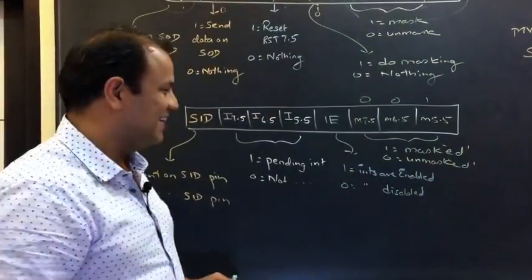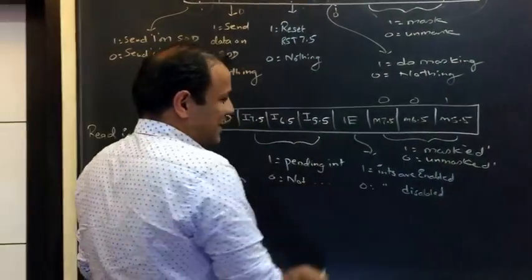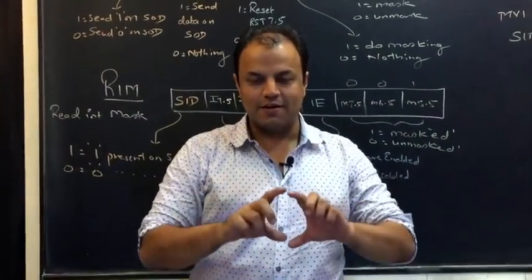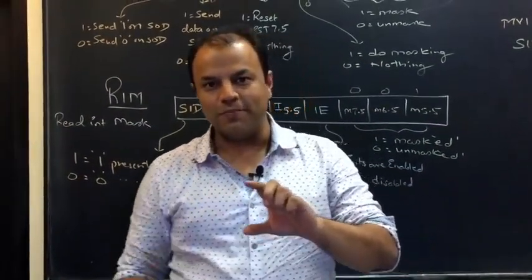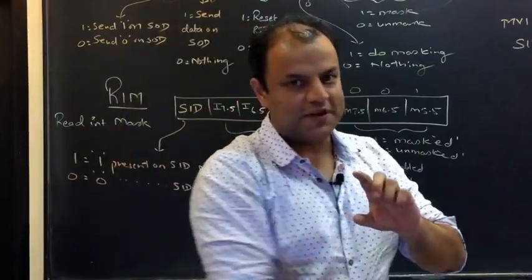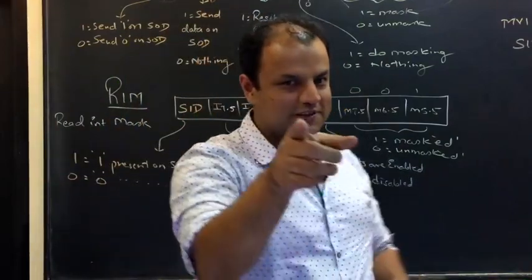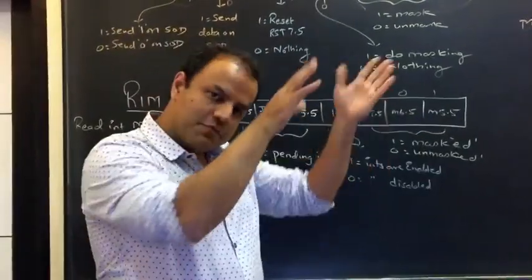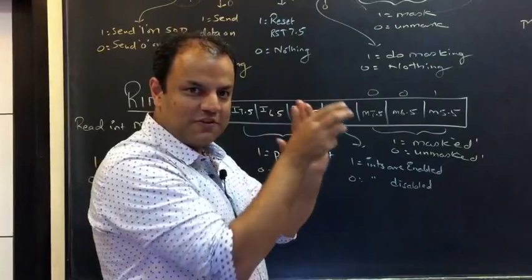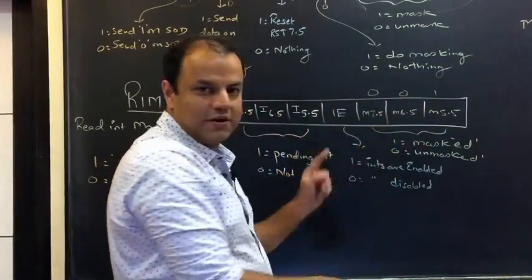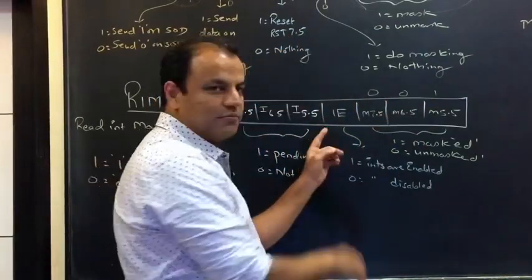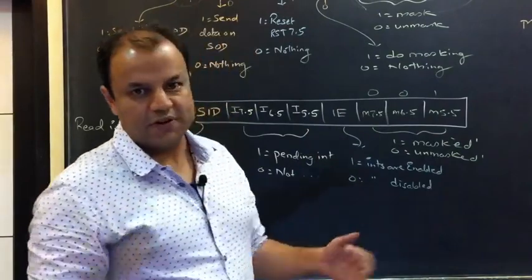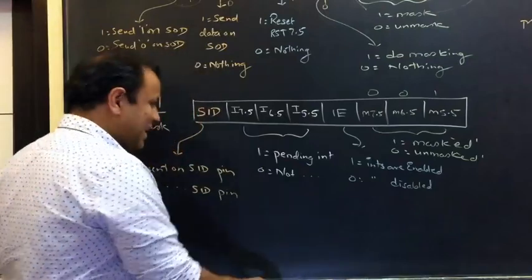Are you clear? Now IE, remember in the interrupt structure diagram, right at the bottom there was the interrupt enable flip-flop. If that flip-flop is 1, all interrupts are enabled. If that flip-flop is 0, all interrupts are disabled. Do you remember that? So this is the status of that flip-flop. All of this information comes from that diagram. In that diagram there was M7.5, 6.5, 5.5, that comes here. In that diagram there was the IE flip-flop, that comes here. So if this bit is 1, that means interrupts are enabled. If this bit is 0, that means interrupts are disabled. Please tell me, did you understand? Next.